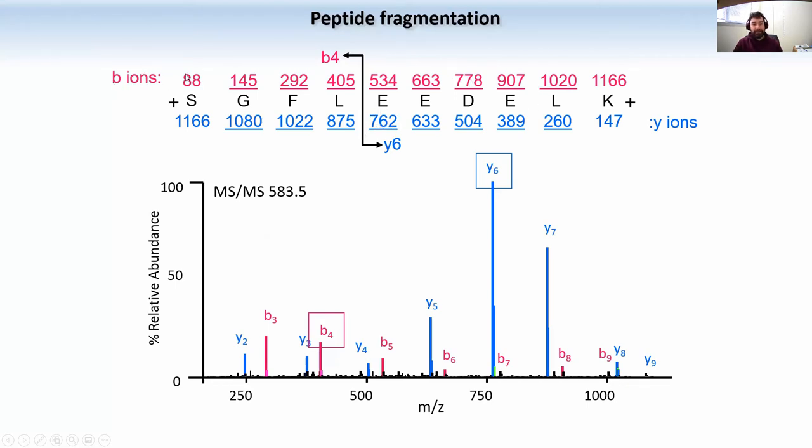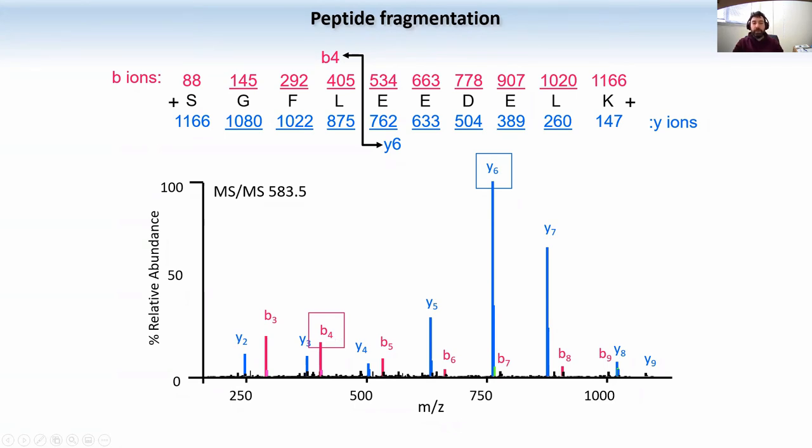So this is the B ions, the left series, and the Y ions, the right series, right? So let's say we break it here. If we break it here, we have two fragments, B3 and Y7. We break it here, we have two fragments, B4 and Y6. We break it here, we have B5 and Y5. And that's how we build this spectrum.